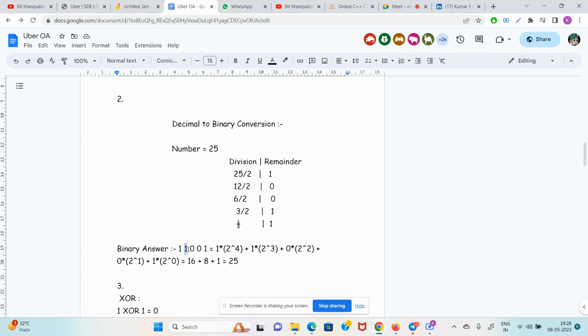1 into 2 raised to 3, because this is the third position. 0 into 2 raised to 2, because this is the second position. 0 into 2 raised to 1, because this is the first position. And 1 into 2 raised to 0, because this is the zeroth position. And you get 16 plus 8 plus 1 is 25.